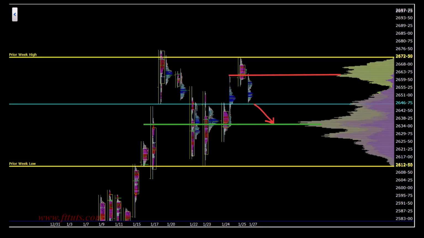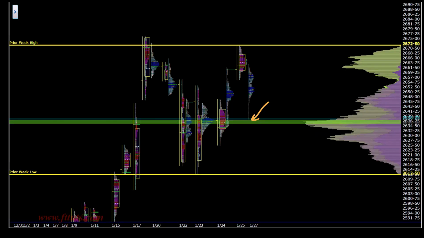So the belief is that as long as I stay below that 2663, I'm going to head back toward that 2634. And in fact, the auction does that to the tick.